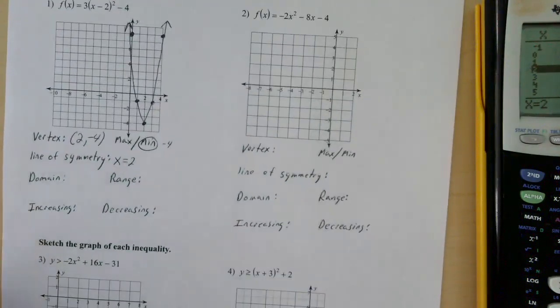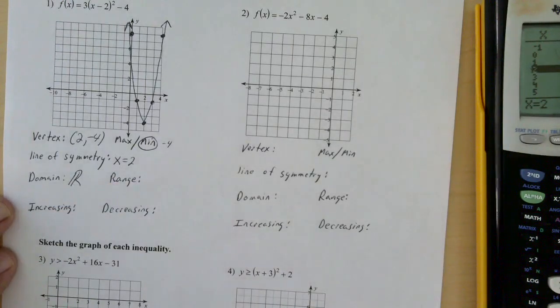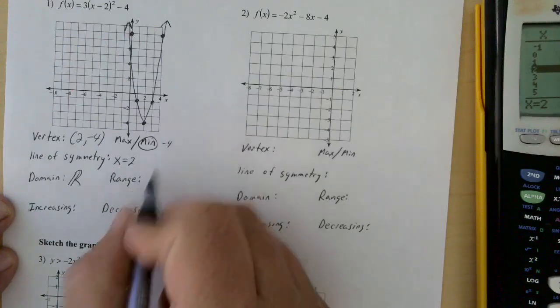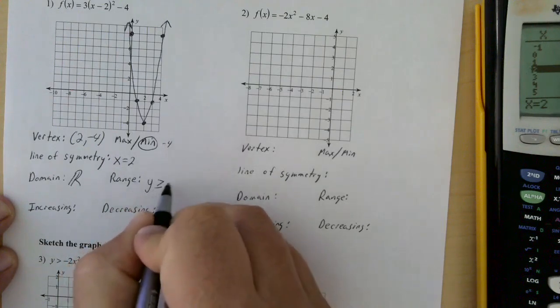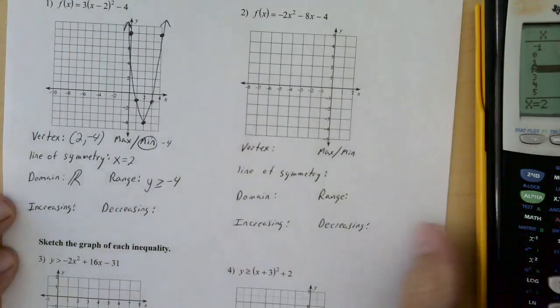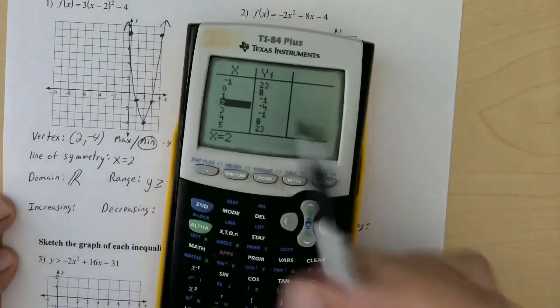Okay, then the remaining questions here, you know domain's going to be all reals. Okay, so right now with quadratics, you can use any input. My range, since my minimum y value is -4, you're going to see everything else is going to be equal or above -4. And you can see that from our table.